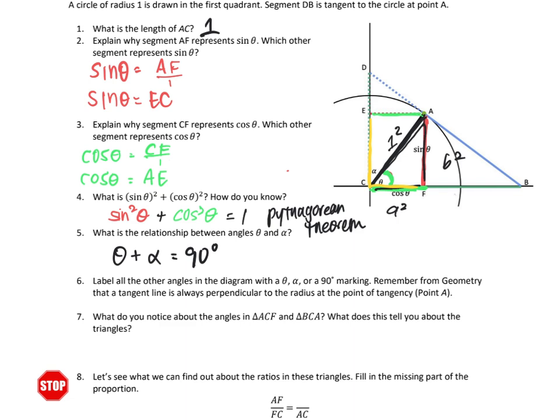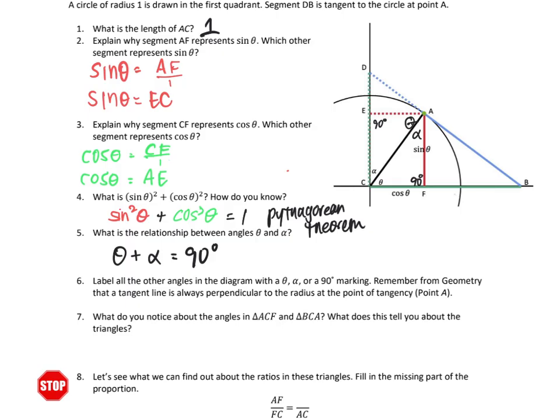Okay. So let me erase some of this. All right, so from alternate interior angles, I can say this angle is also theta, and then this angle is alpha, and those add to 90. And then here's another 90, here's another 90.